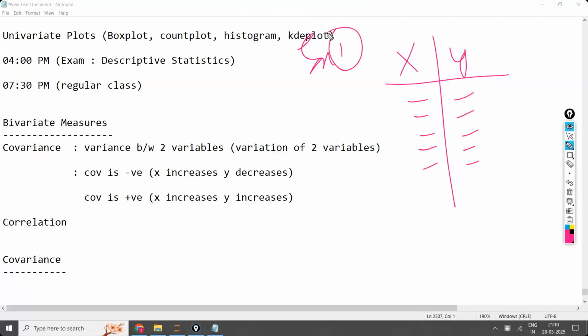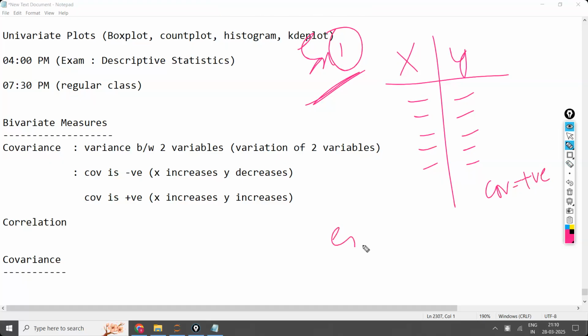Example number 1. You have taken x values in the ascending order, y also in the ascending order. Now, if you calculate the covariance for this one, you will get 100% a positive number only. Because as x increases, y also increases, covariance should be positive.